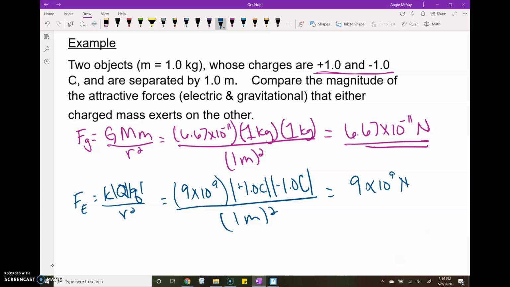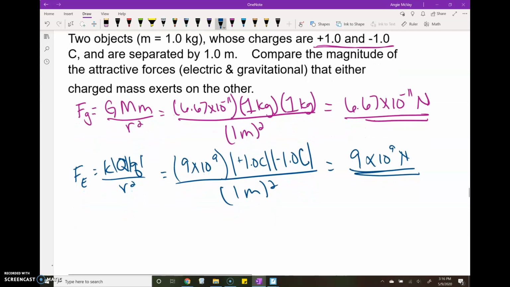So if we look at the standard unit of mass, 1 kilogram, and how those two masses impact each other gravitationally, and we take a look at two standard units of charge, 1 coulomb separated by 1 meter, we see that the force exerted between the two objects based on their charge is much more significant. 9 billion newtons of force, right? A thousand million, billion, yes, 9 billion newtons of force.